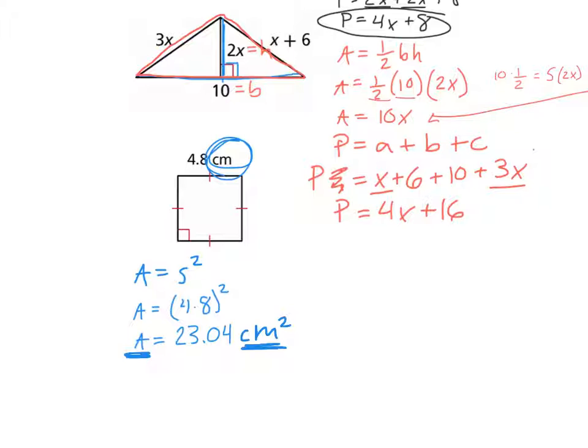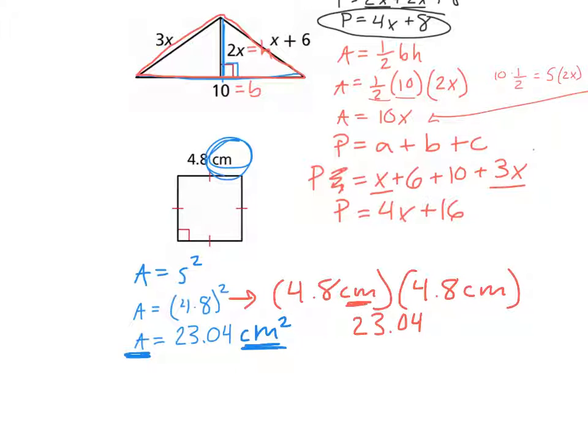So let's look at, we're still working on area. If we have 4.8 centimeters times 4.8 centimeters, we get 23.04. And then we have 2 centimeters. So what would be centimeters times centimeters? Centimeters squared. So when dealing with area, the unit will always be squared.